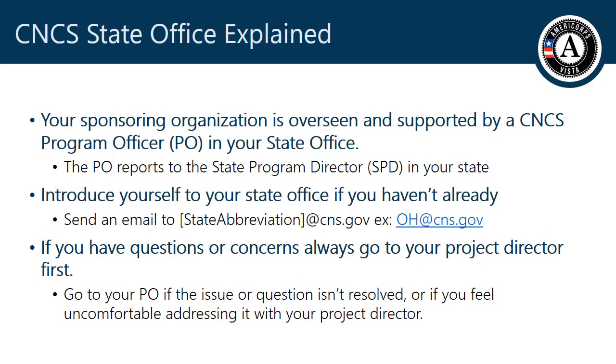We recommend that you introduce yourself to your state office if you haven't already. You can send them a quick introductory email. All state office emails are structured state abbreviation at cns.gov. For example, the Ohio State Office is at oh@cns.gov. You can also find a link to the contact information for all state offices below this training video. If you have questions or concerns, always go to your project director first. Go to your program officer if the issue or question isn't resolved, or if you feel uncomfortable addressing it with your project director.